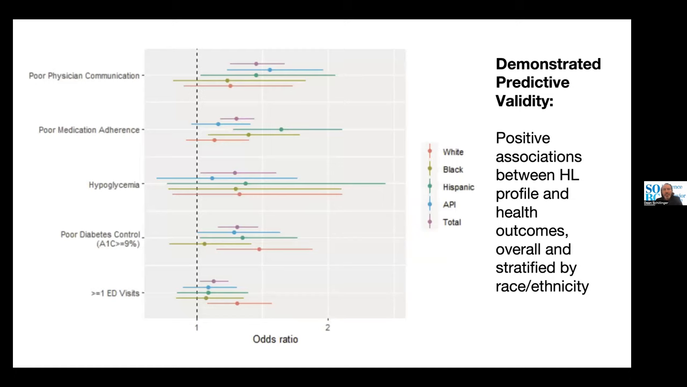Similarly, we wanted to determine whether the automated measure of health literacy was, as one would predict, associated with important outcomes in this sample: physician communication ratings, poor medication adherence as measured by claims data, episodes of hypoglycemia, which is low blood sugar, representing a problem that we see more commonly in diabetes patients with limited health literacy, poor diabetes control, and greater utilization of care. And what we found in purple here is that overall, for the total sample, we found quite consistently that our measure of limited health literacy through the computational linguistics method was associated with worse patterns of health outcomes compared to those with adequate health literacy. And that this pattern, the point estimates were fairly similar, if not always statistically significant, always over the odds ratio of one across different racial and ethnic groups.